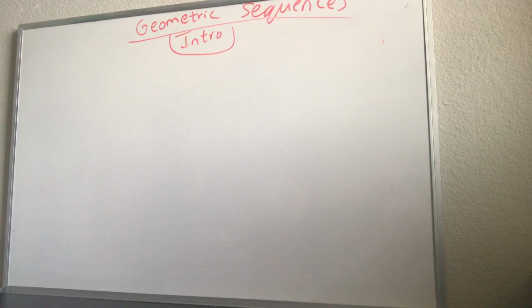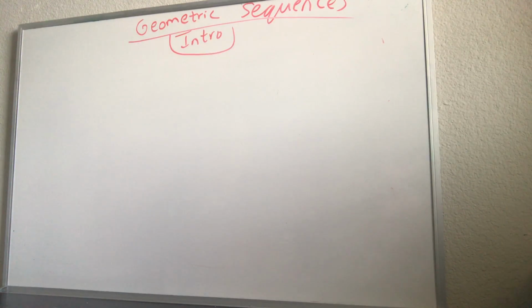So this is geometric sequences introduction, and again I would be defining a geometric sequence here, but before I do that, just to go over an arithmetic sequence, that was a sequence where there's a constant rate of change. For a geometric sequence, the basic thing that you have to understand is that there's a common ratio.